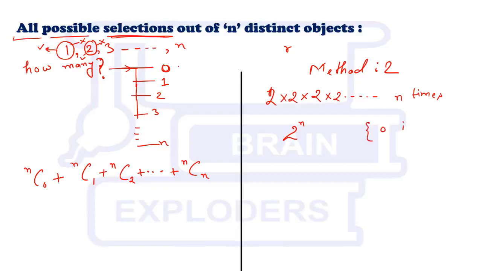Here 0 is also included, means a case is also included in which none of the objects is selected. And if it is given that it is necessary that you must select at least one object, then we will subtract 1 from it. Now we have calculated the same thing in two ways, and that's why both of these must be equal to each other. These are equal.